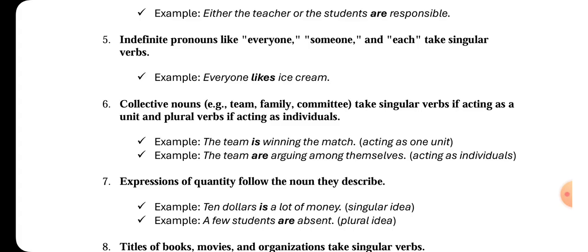So let's look at the example. The team is winning the match. The team is winning the match, so it is acting as a unit, as a whole. So it is one unit. The team is winning the match. But if it is acting as individuals, then you have to use a plural verb, which is: the team are arguing among themselves. The team are arguing among themselves.